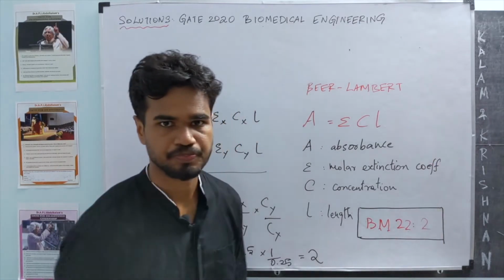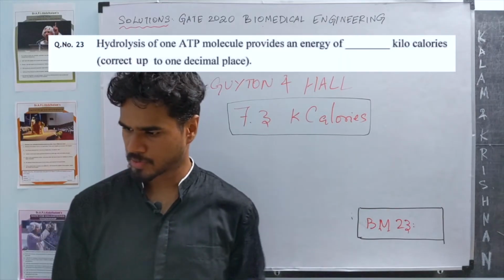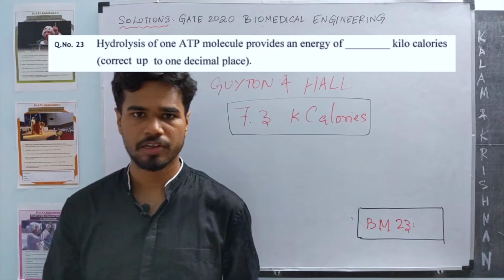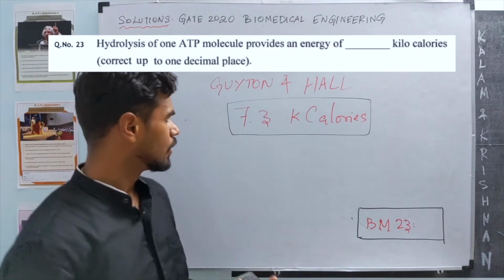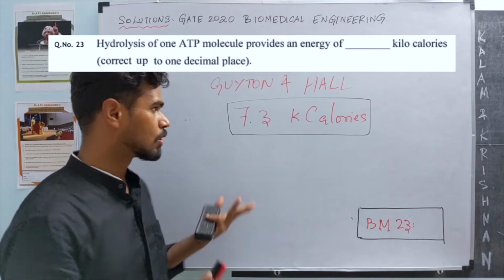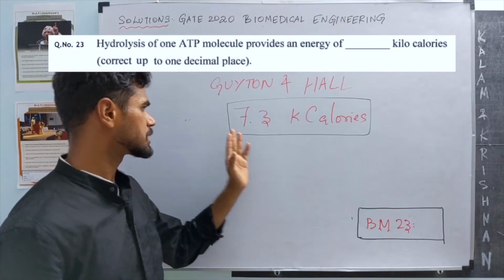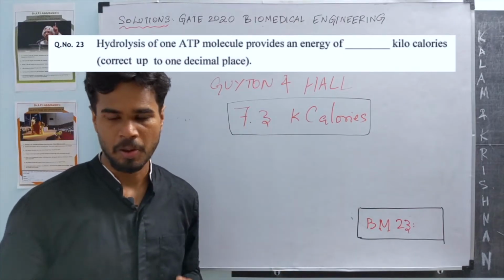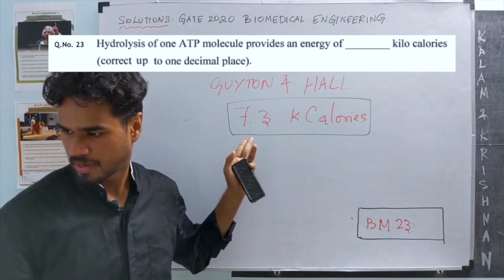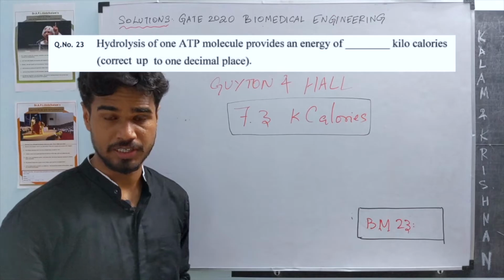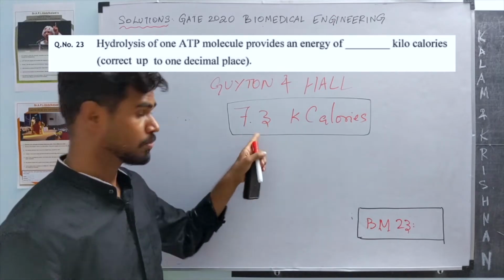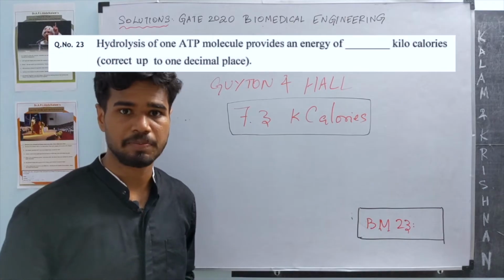23rd question. Hydrolysis of one ATP molecule provides an energy of dash kilocalories. The best reference for this is GATE and Hall's physiology, and it says it's 7.3 kilocalories. But having said that, this is the answer. I'm really surprised that such a memory-based question for a numerical value shows up in the GATE exam.